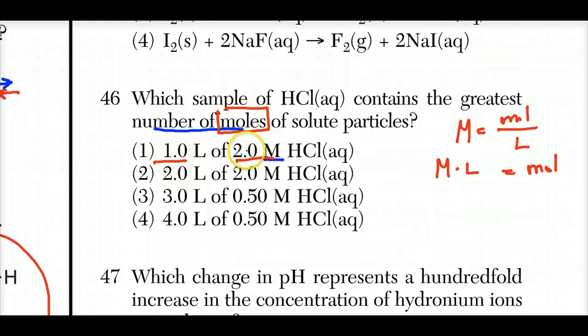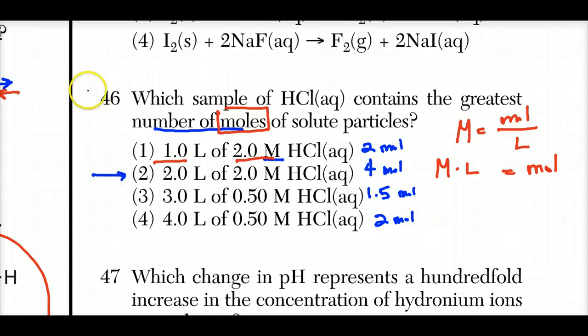1 times 2, this would give us 2 moles. 2 times 2, 4 moles. 3 times 0.5, 1.5 moles. 4 times 0.5, 2 moles. And the one with the greatest number of moles, of course, is choice 2.